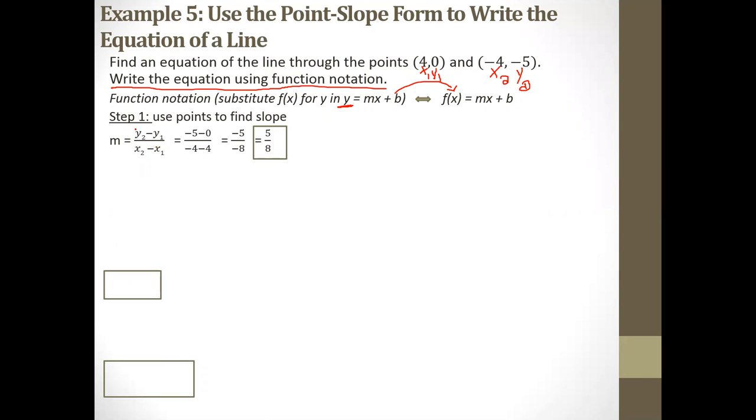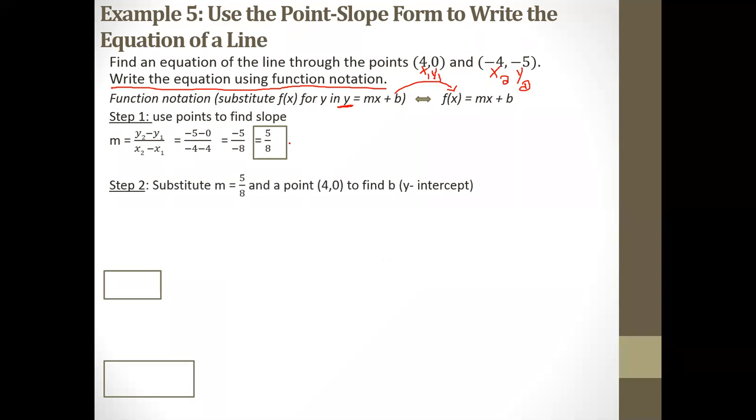So in the numerator, y sub 2 is -5 minus y sub 1, which is 0. So we have -5 minus 0. And in the denominator, x sub 2 minus x sub 1, our x sub 2 is -4 minus x sub 1, which is 4. So we're simplifying here, -5 minus 0 gives us -5 in the numerator, and -4 minus 4 gives us -8 in the denominator. A negative number divided by a negative number gives us positive. So this becomes 5/8, positive 5/8. That's our slope.